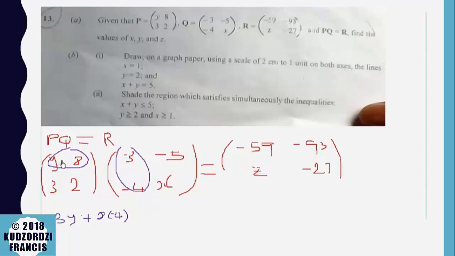Then we take the first row times the second column of the second matrix. So -5 times y will give us -5y. Then also plus 8 times x, so plus 8x.